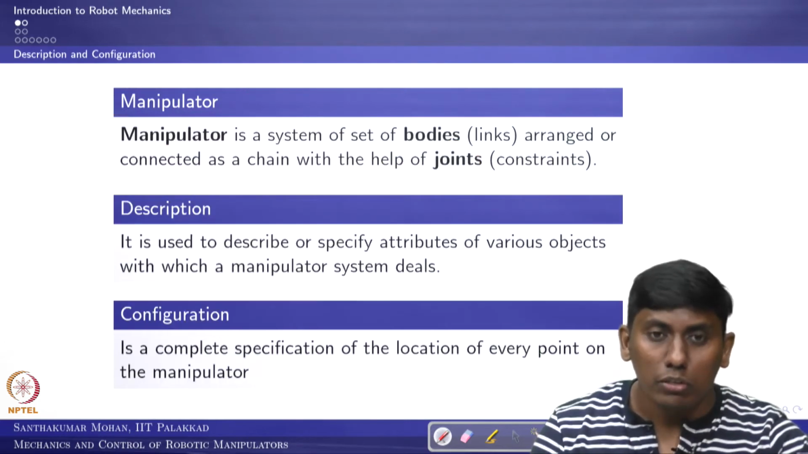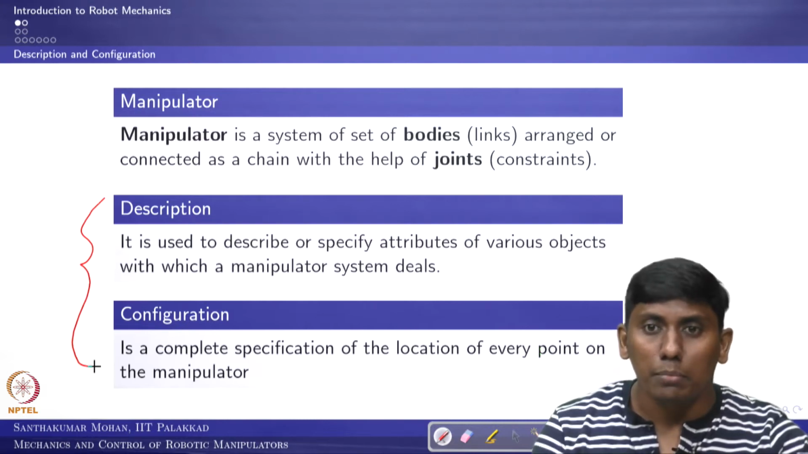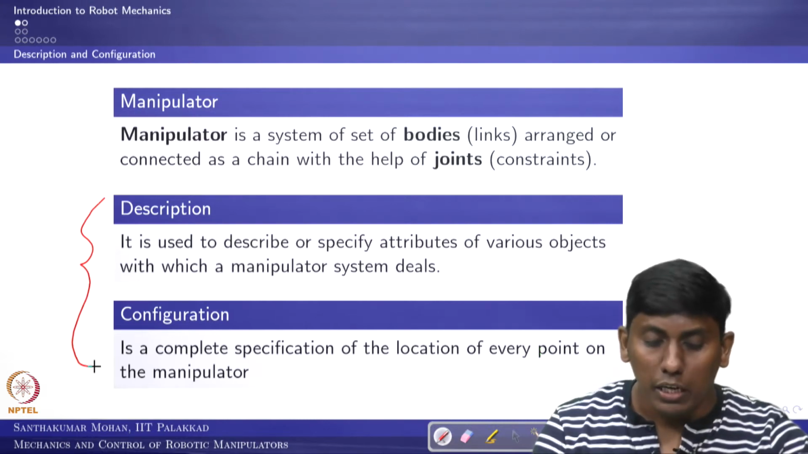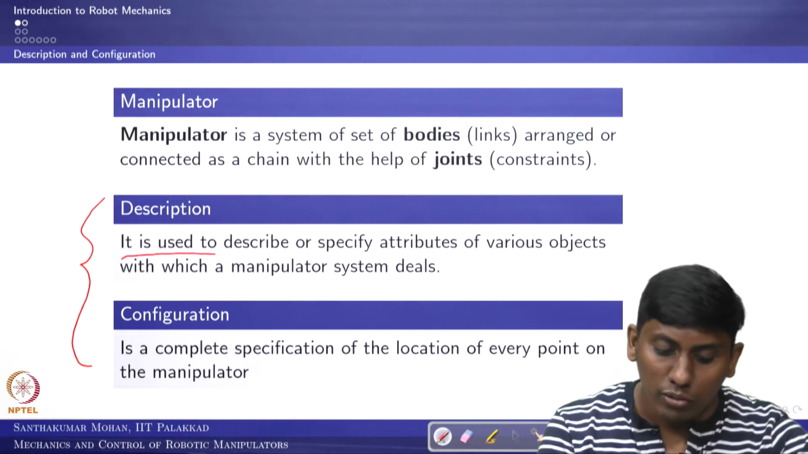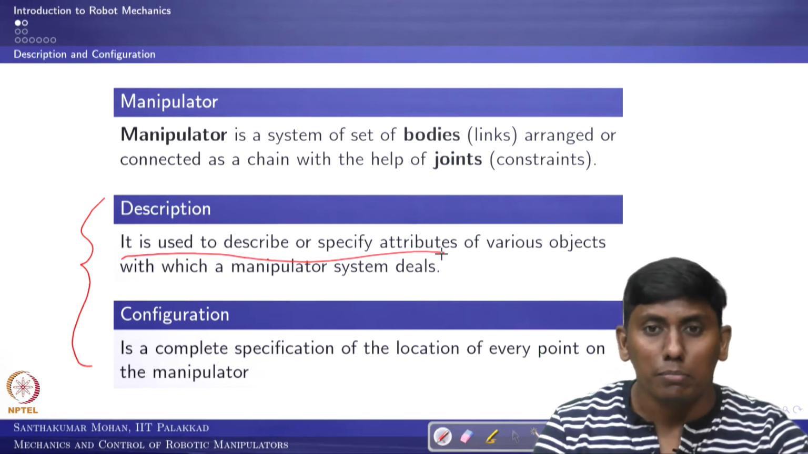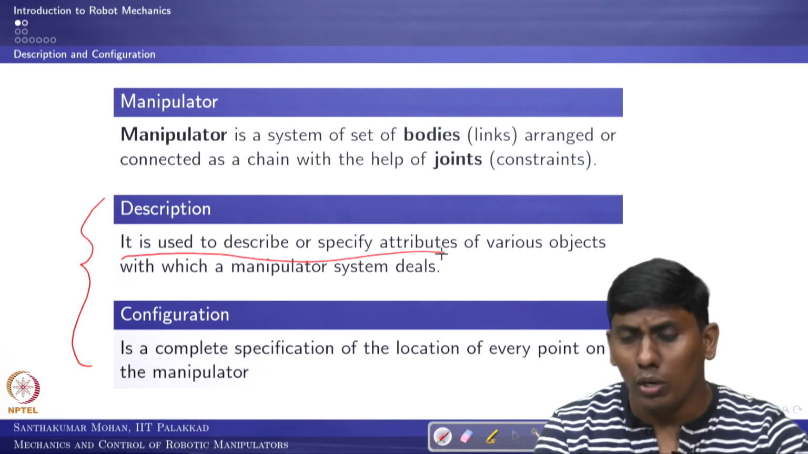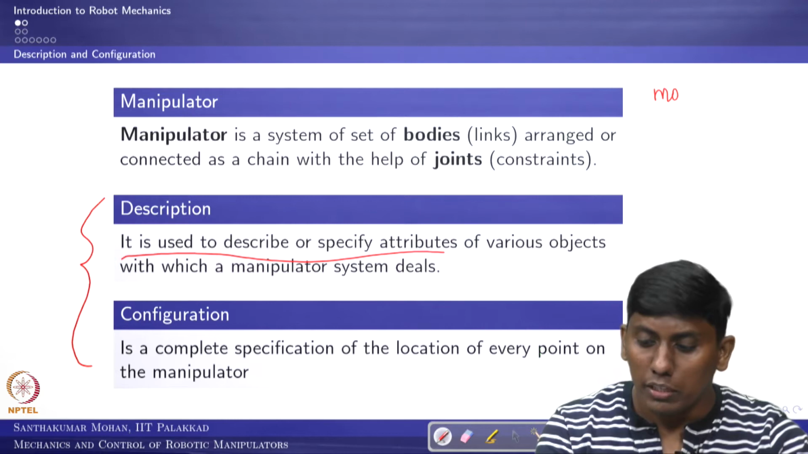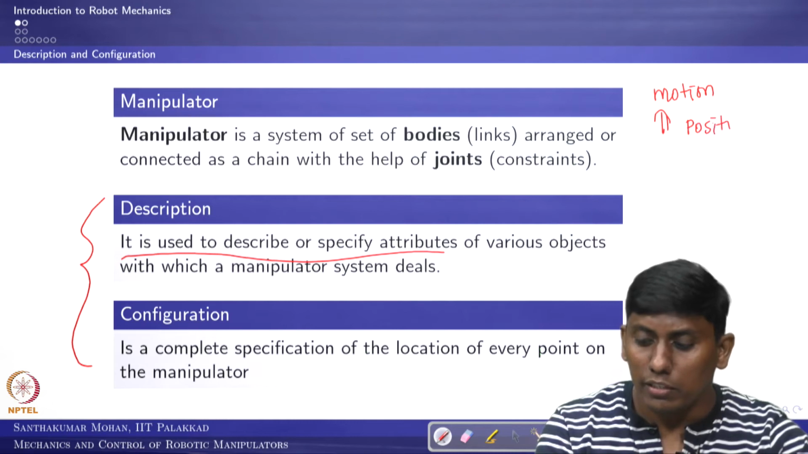There are two keywords which have been thrown in. You need to provide some kind of information, or you have to describe something about this motion system. So we need some kind of attributes to describe it. We use a specific attribute of the various objects with which a manipulator system deals. This is what you call description. For example, if you talk about a motion system, what description do you have to give? The motion description can be further given as positional change, or orientation or rotation change, right?